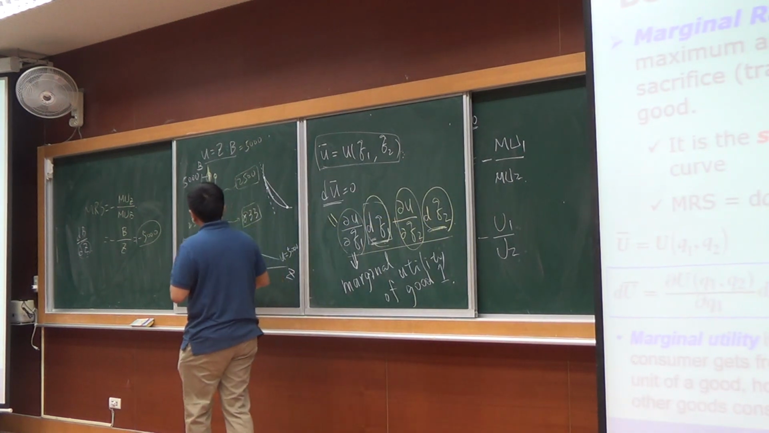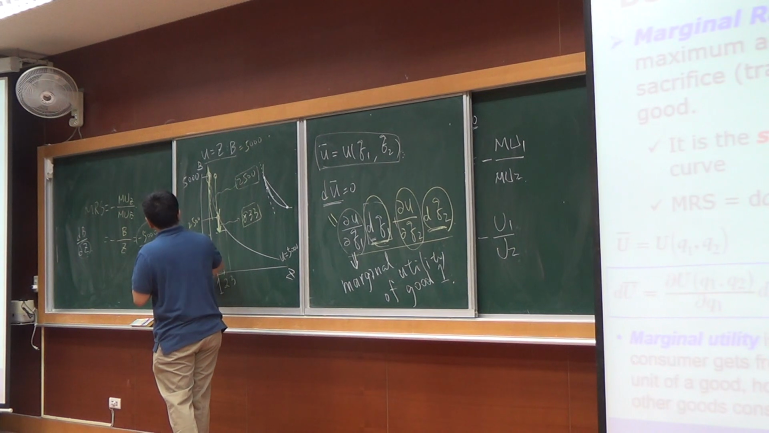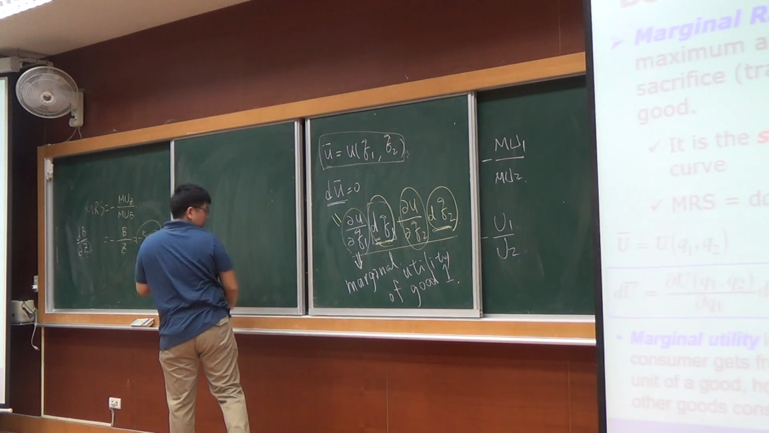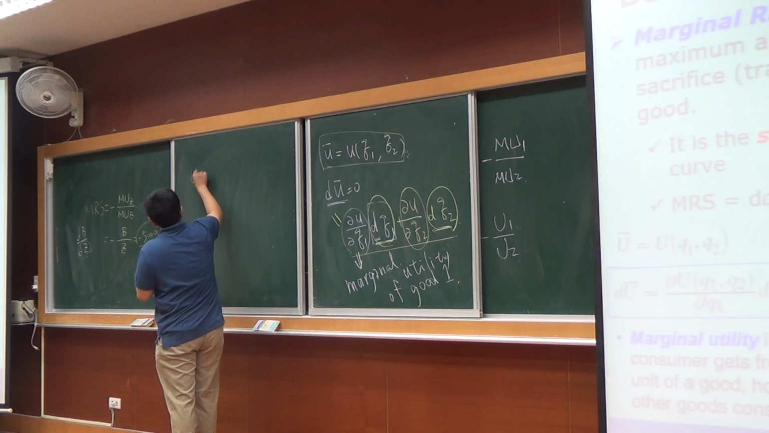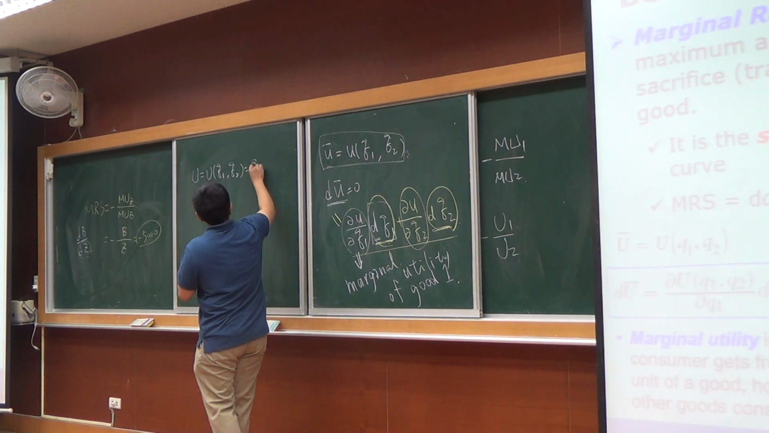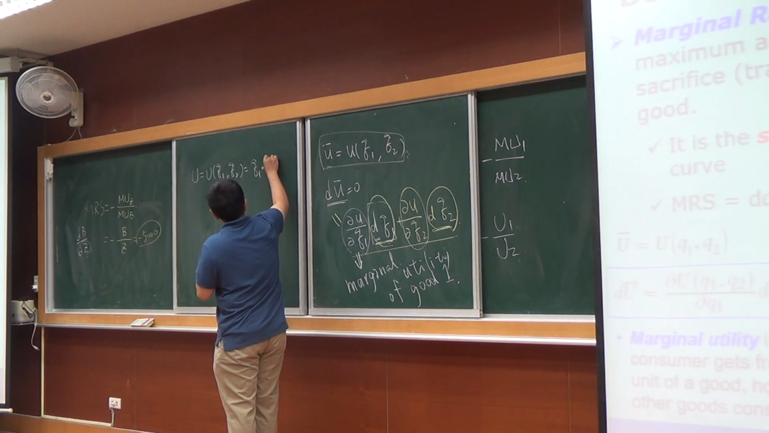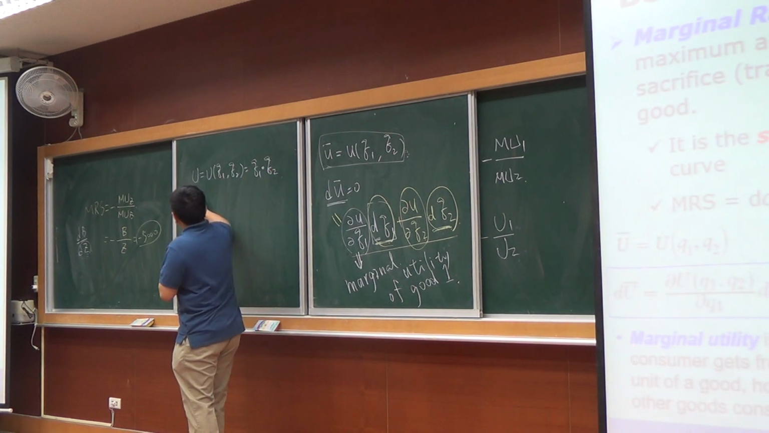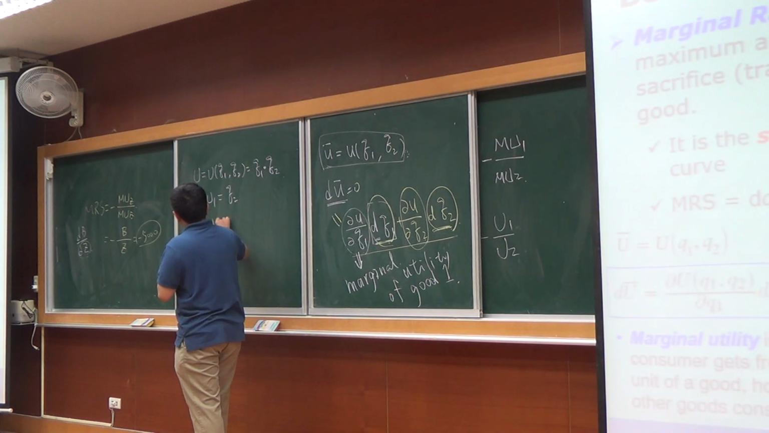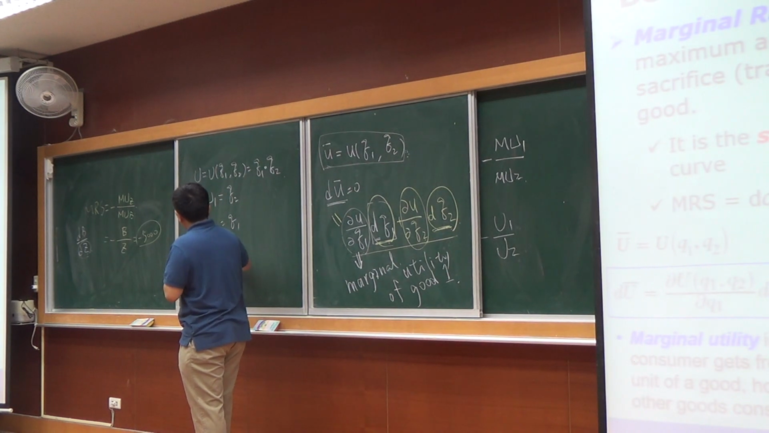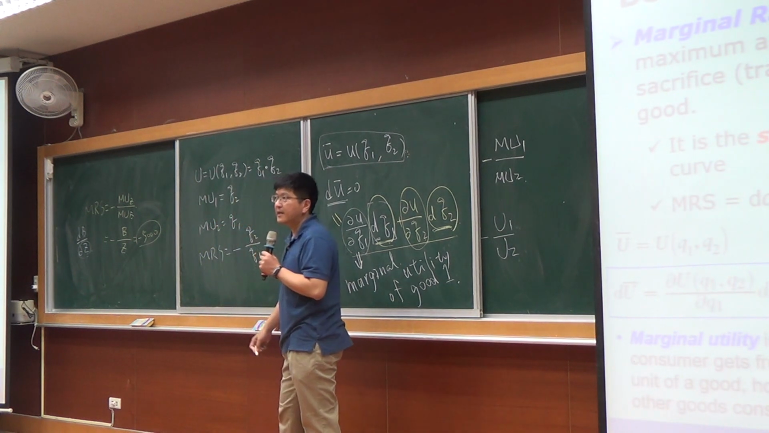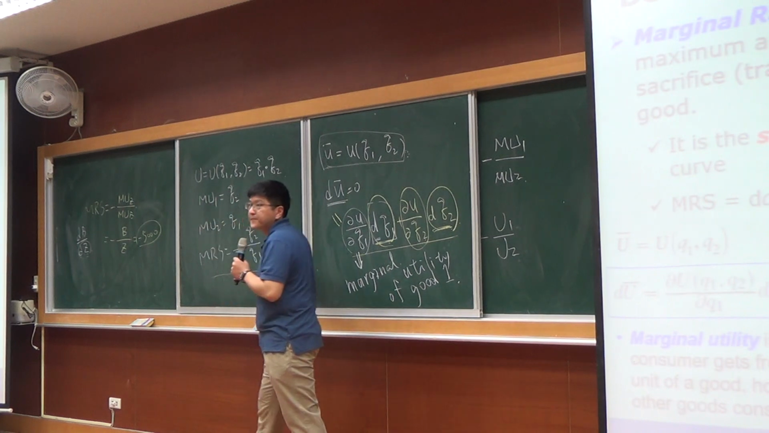All right. So when the utility is u of q1 and q2, and we set the functional form as q1 times q2, mu1 equals q2, and mu2 equals q1, and mrs equals minus q2 over q1. This is math. Okay?